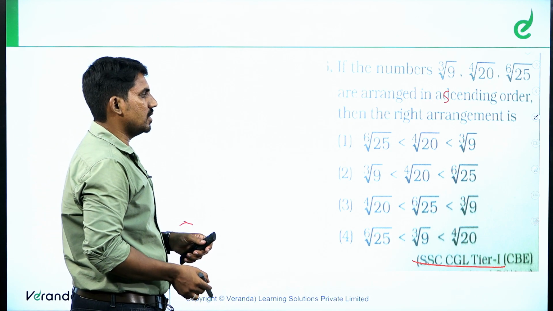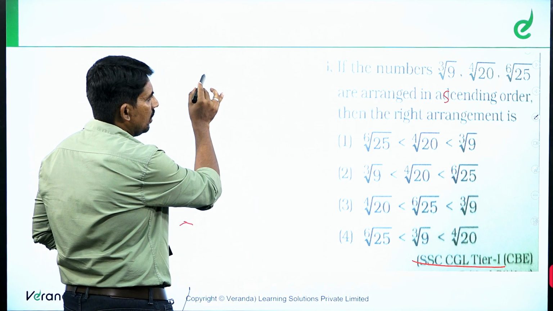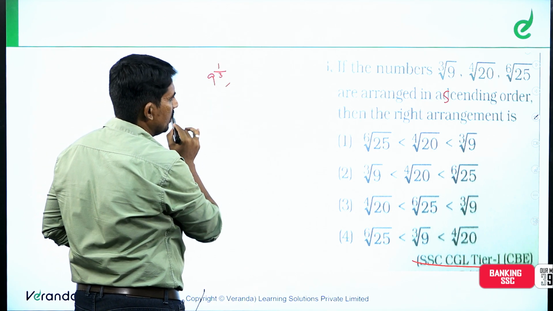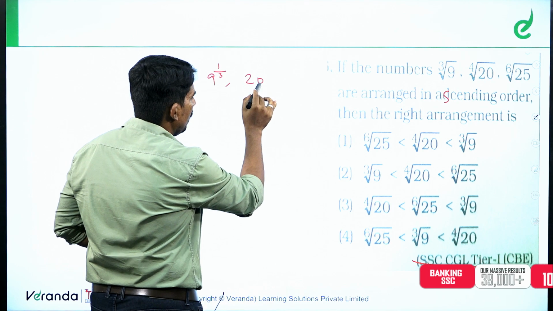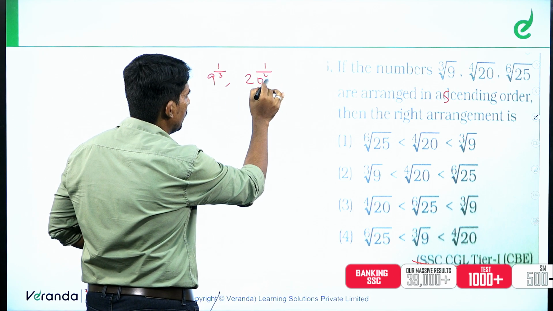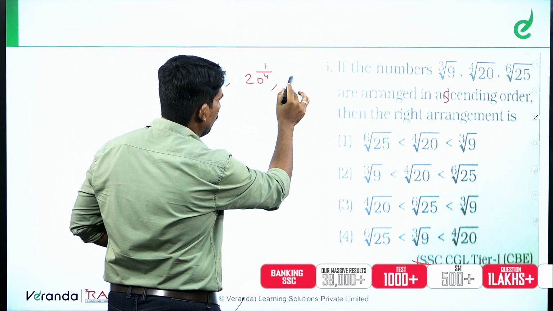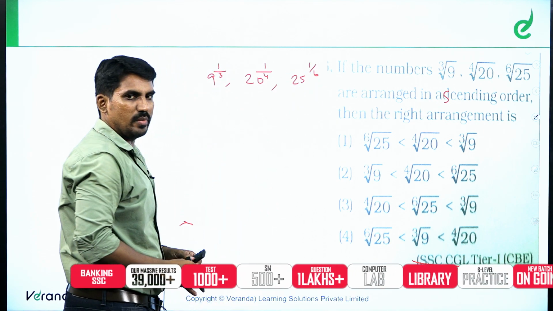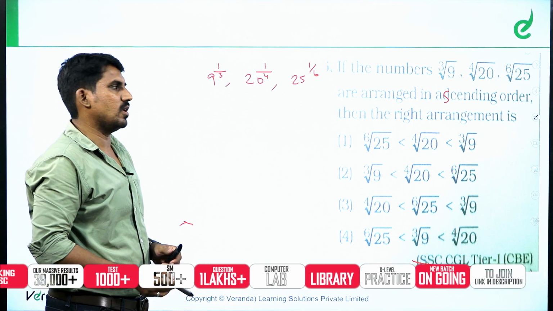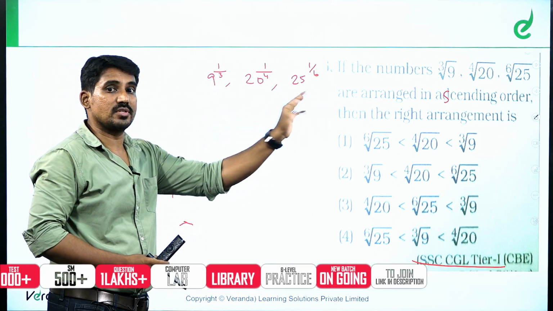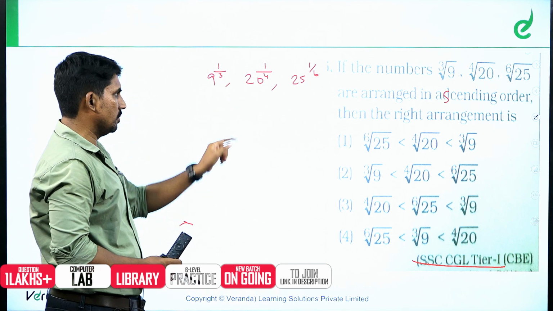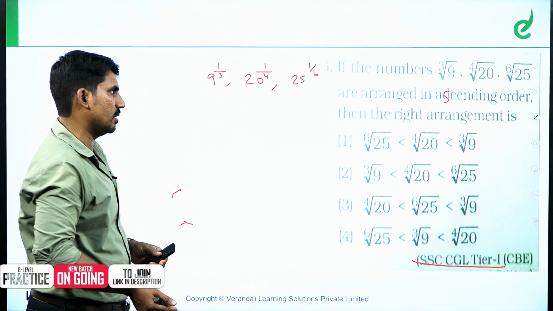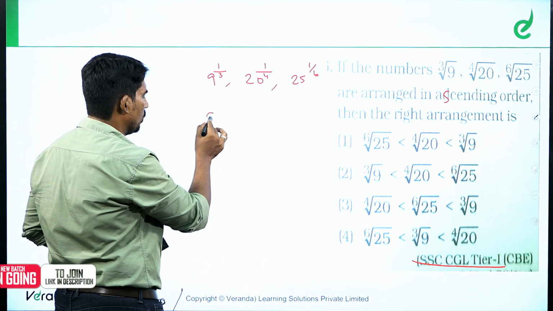How can we solve the question? First, the cube root of 9 we can write as 9 to the power 1 by 3. The 4th root of 20 we can write as 20 to the power 1 by 4. The 6th root of 25 we can take as 25 to the power 1 by 6. Now, next step, what can we do? The LCM of the power denominators 3, 4, 6. What is the LCM? 12. Now, make this number into 12.